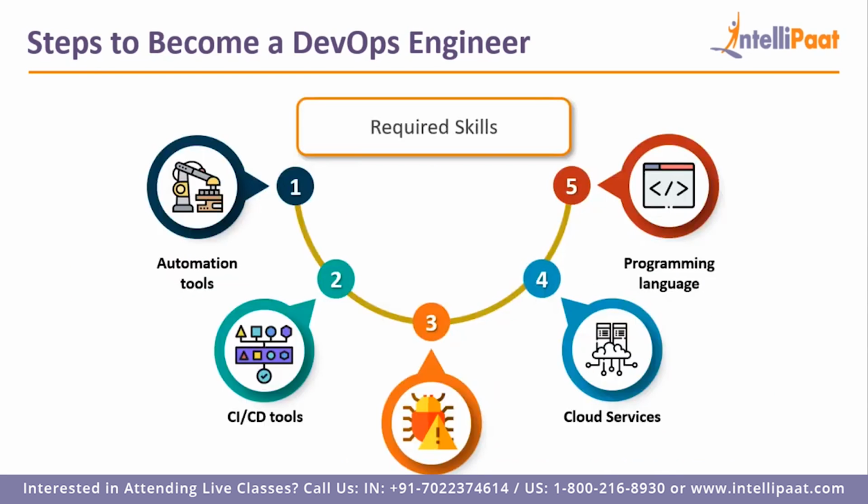Moving on. Now I've summarized the common tools which you'll have to learn if you want to become a DevOps engineer. So the first thing is automation tools. Why? Because a DevOps engineer's main objective is to automate the software building process, that is the software development process. So you'll have to learn a lot of automation tools like Puppet, Chef, Ansible and Jenkins. These all automate the software development process. And then comes CI/CD tools.